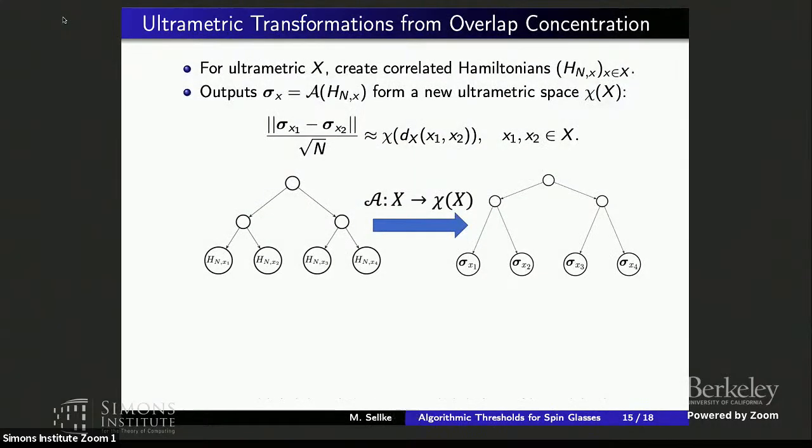Okay, so what can we do with an overlap concentrated algorithm? The first step is that we're going to take some arbitrary ultrametric space X, and we're going to create some correlated Hamiltonians, one for each point in X. They're going to be correlated in such a way so that when I have 2 points, X1 and X2, that are close, according to this ultrametric, then these Hamiltonians will be more correlated together. So you can generate them by taking Brownian motions on a tree to generate the Gaussians.